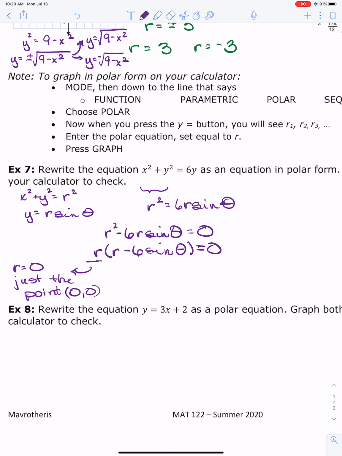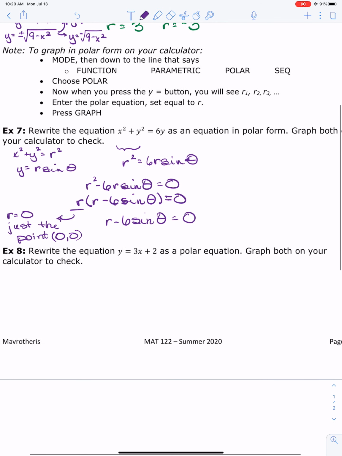Okay. Once I take a look at those graphs, I realize that that point 0, 0 is already on this graph, r minus 6 sine theta equals 0. So there is that equation rewritten in polar form. Again, we can discard the r because that's already duplicated in the r minus 6 sine theta part.